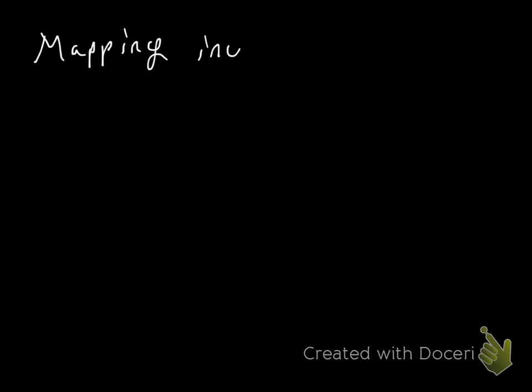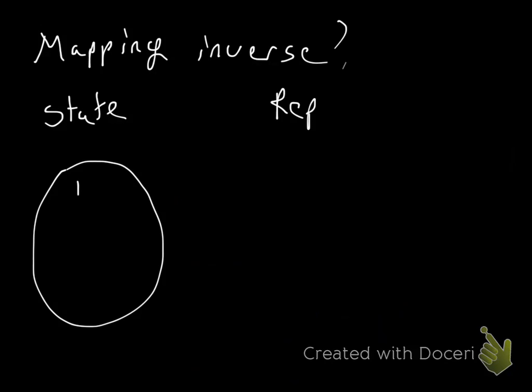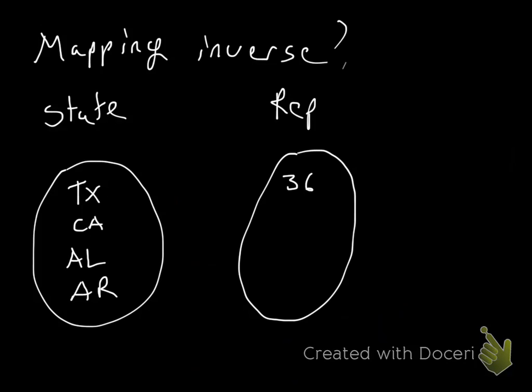We can look at a mapping example. So we have a couple of states, and then I forget if the number of representatives is accurate or not anymore, but we can use it as an example. So it goes by population. So Texas is a little bit smaller in population than California, and we'll assume that Alabama and Arizona both have 9 representatives.